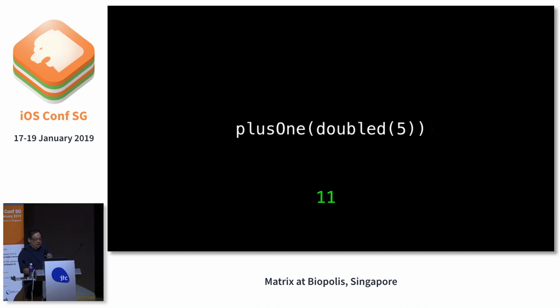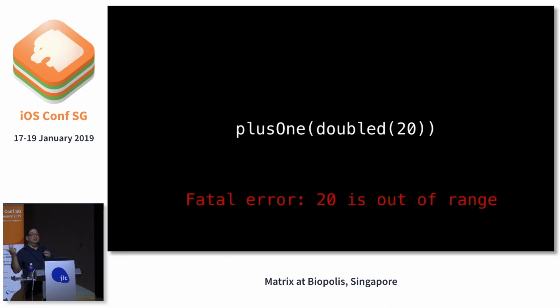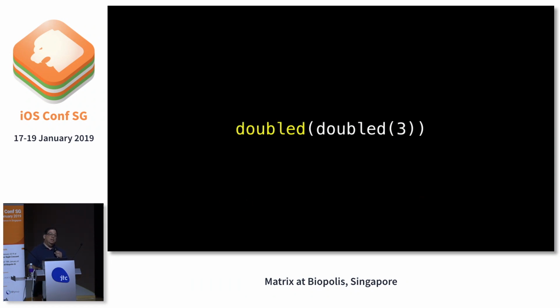And so I get 11, and if I double 20 and add 1, I get a fatal error. I crash before I get to the +1. And so it acts pretty much the way we expect. I can even use doubled twice. I can doubled the doubled, and if I doubled the doubled 3, I get 12.